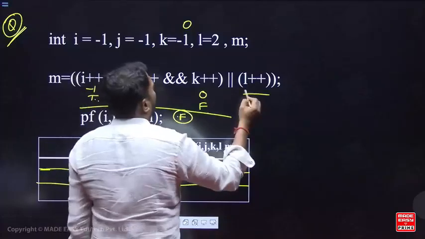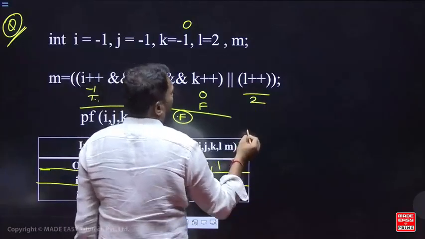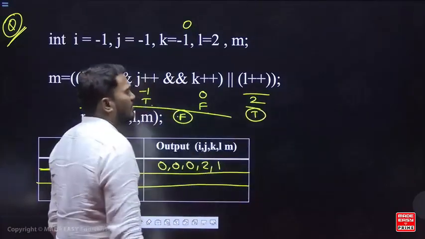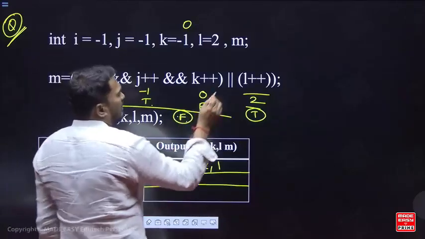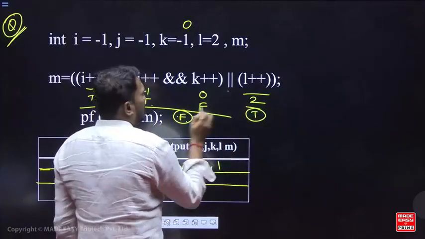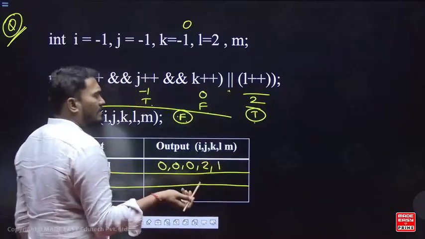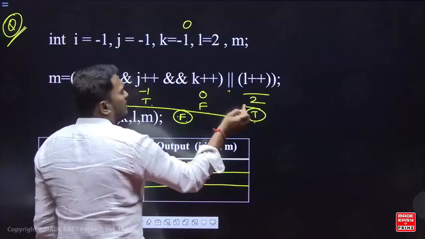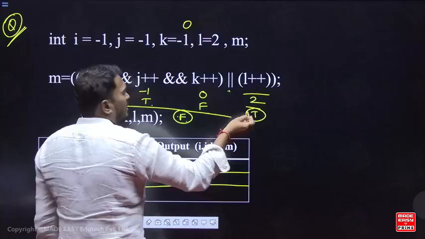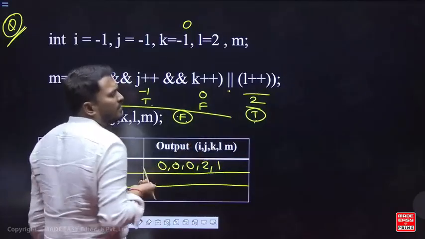So l plus plus. When you say l plus plus, what is the l value? 2 here. So 2 means what? That is true here. So this is false, and in the OR operation, this is true. This is false, OR this is true. So the entire expression is what? True. Okay, false or true. Is that clear? So if anyone is true, the output will be true in the OR operation.